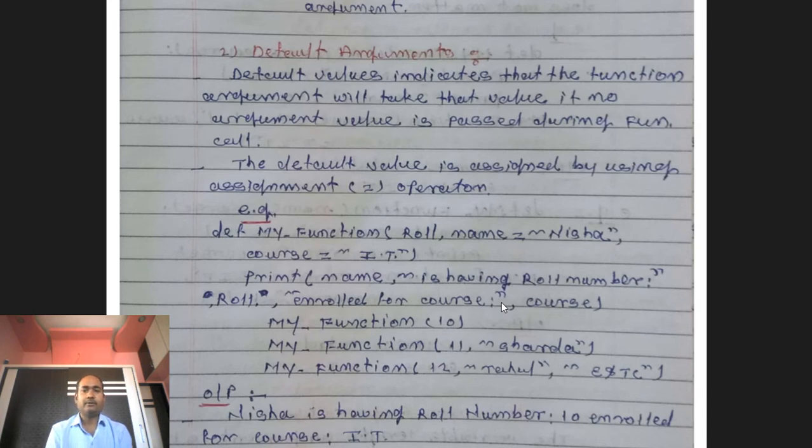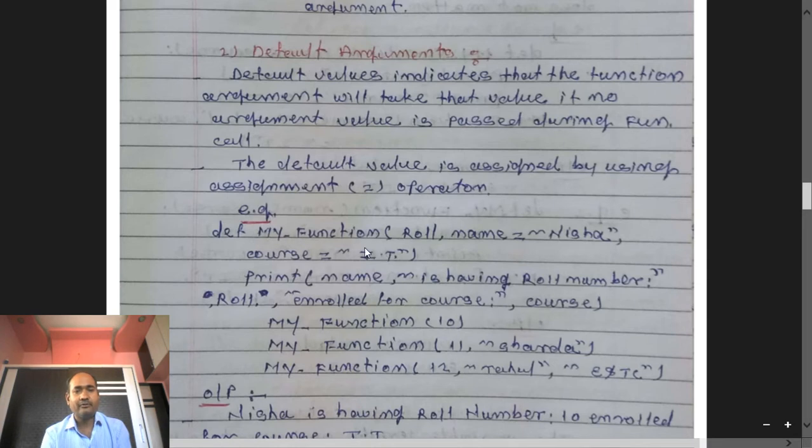For example, default values are assigned to the arguments by using the assignment operator, the equal to operator. Take one example here. def my_function(roll, name = Nisha, course = IT): these are the three parameters here. Name is equal to Nisha and course is equal to IT. These parameter values are already assigned. Now print name is having roll number, roll, enroll for course, then course.